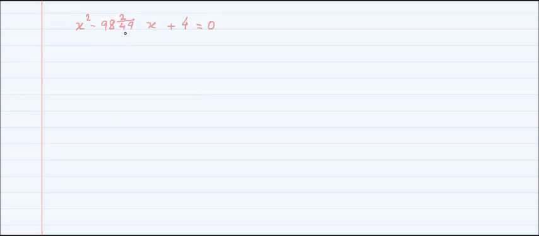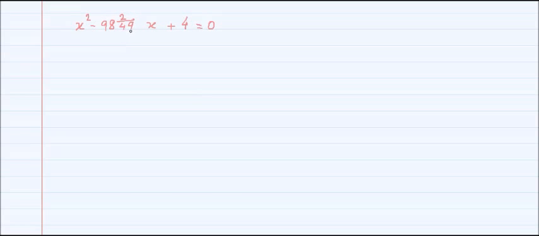Can we change this 49 to 98? Yes, we can change it by multiplying it by 2. If we multiply 49 with 2, we'll get 98. But if we multiply the denominator only by 2, leaving the numerator as it is, the value of the fraction will change. So whatever we do to the denominator, we have to do the same thing to the numerator as well.